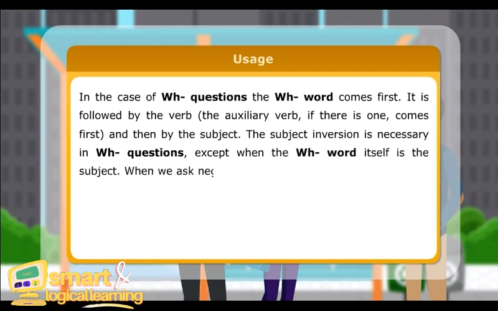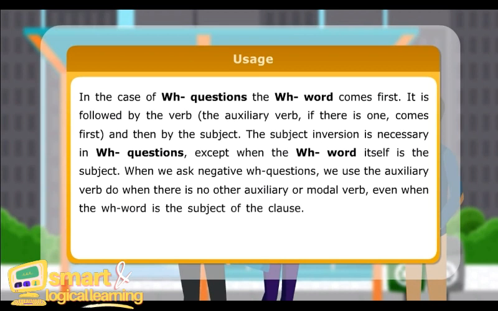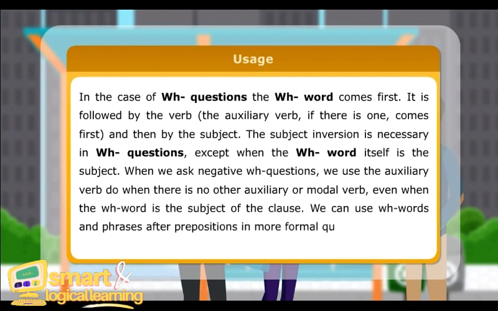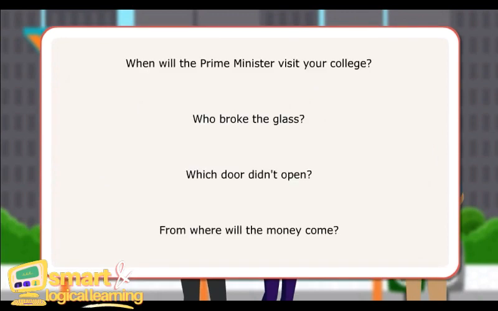When we ask negative WH questions, we use the auxiliary verb do when there is no other auxiliary or modal verb, even when the WH word is the subject of the clause. We can use WH words and phrases after prepositions in more formal questions. Let us look at a few examples.